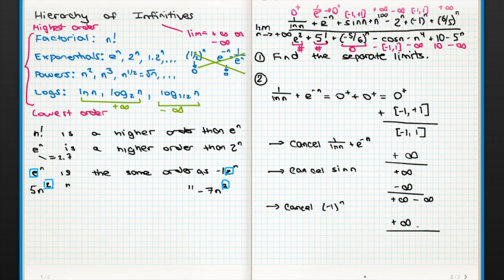The idea is that we've canceled out everything that is bounded and irregular, and also everything that tends to a number, but we've kept the infinitives so far. So far for the top, we're keeping n to the 100. Then we have minus 2 to the n, and 6 over 5 to the n.